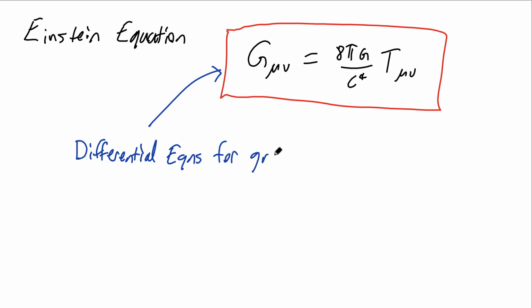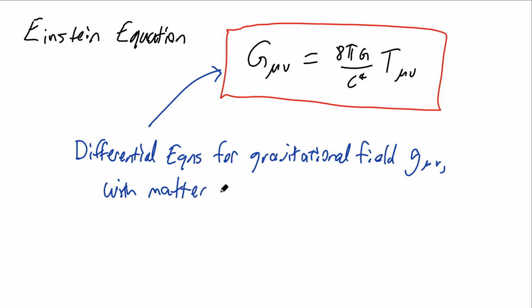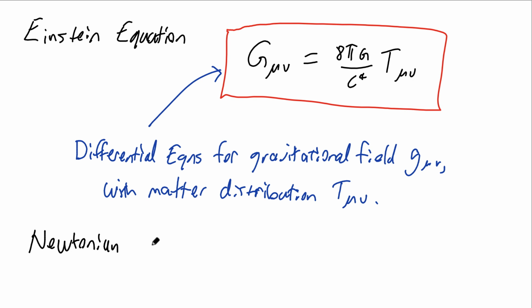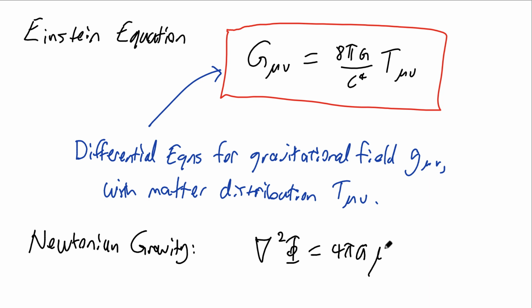Differential equations for the gravitational field G mu nu with matter distribution defined by the stress energy momentum tensor T mu nu. The analog of the Einstein equation in Newtonian gravity is the Poisson equation. Del squared phi equals 4 pi G times mu.